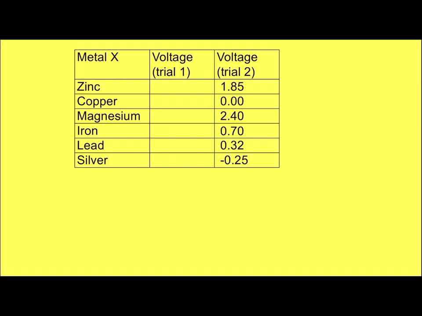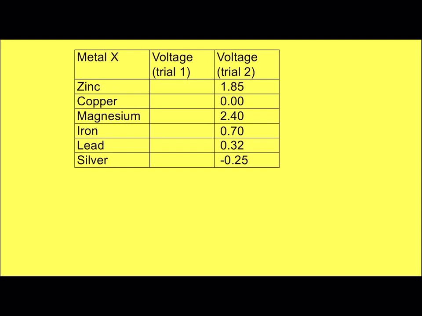So we had copper and zinc, the voltage was 1.85 volts. Copper and copper, the voltage was 0. Try and have a think why the copper and copper had a 0 voltage. The magnesium and copper had a voltage of 2.40 volts.